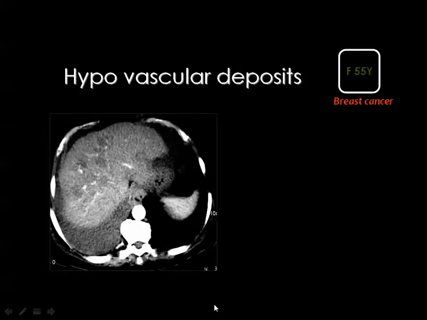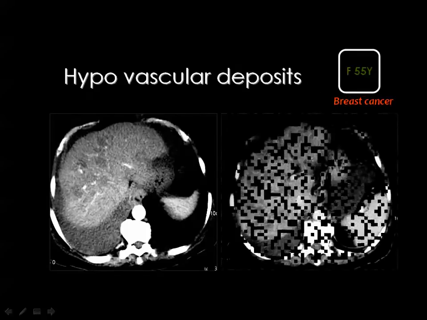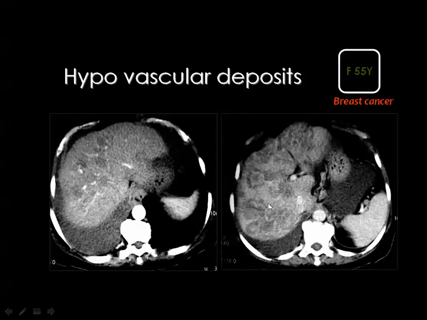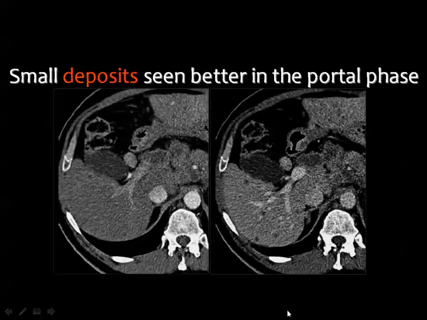Metastasis can be hypovascular. If you have the arterial phase, you can see focal lesions which are not enhancing; this is a case of breast cancer. But if you wait for the portal phase, you will see this classic appearance which is known as the target sign. The target sign is one of the diagnostic criteria for metastatic deposits, if you see multiple ring-like enhancement, particularly if the outer ring is hypodense.